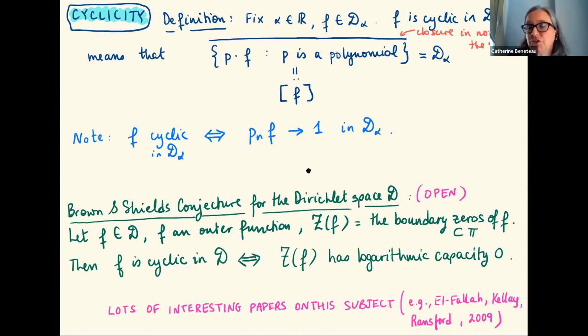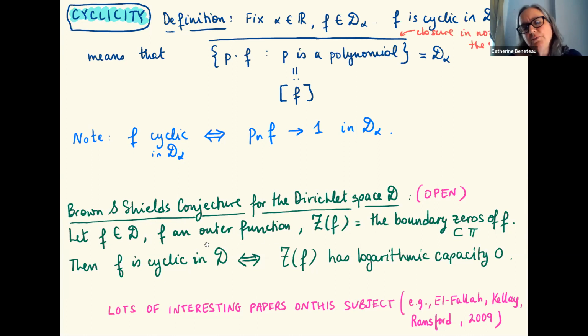So we were very interested in talking about cyclicity for the Dirichlet space because we were really interested in this Brown and Shields conjecture, which is a very famous open problem, a hard problem, and it says the following. It's an attempt to characterize cyclic functions of the Dirichlet space, essentially. So if you have a function in the Dirichlet space, it has to be outer.